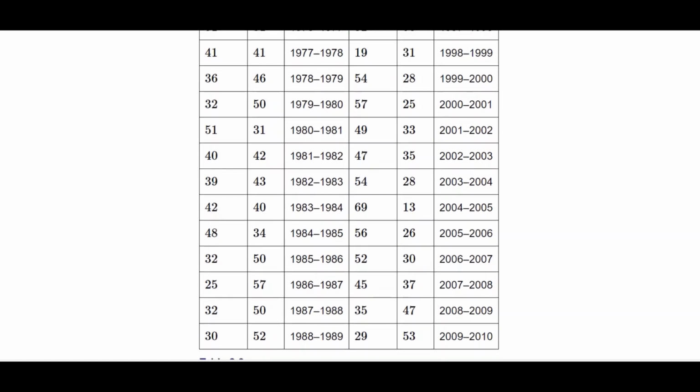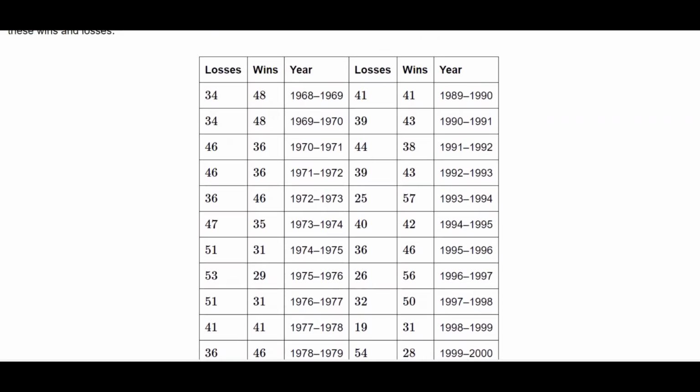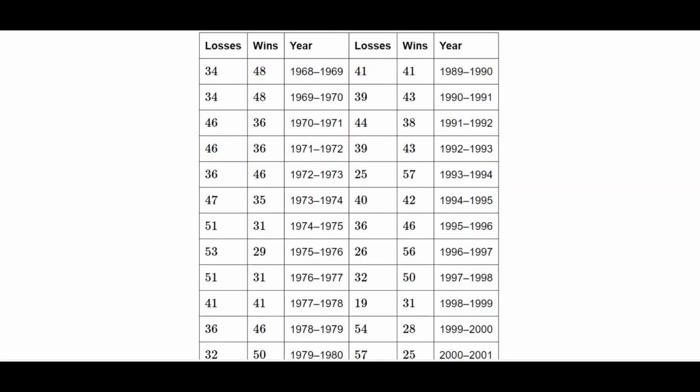Now in this period, they had various wins and losses which are given in two tables. So for example, the games played in 1968 to 1969 had 34 losses and 48 wins. Similarly, the games played between 1993 and 1994 had 25 losses and 57 wins.